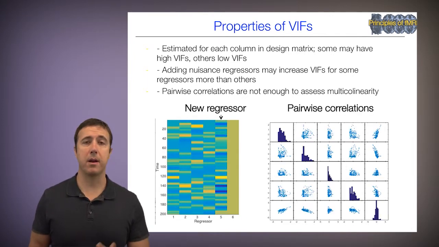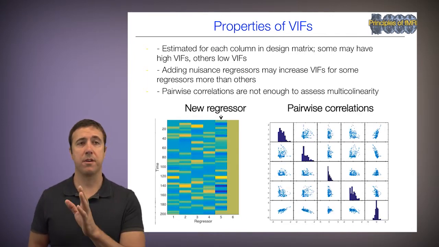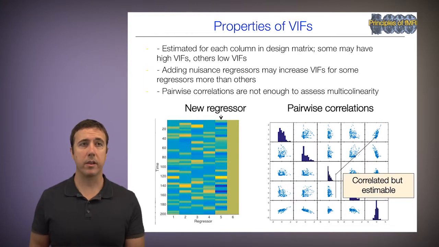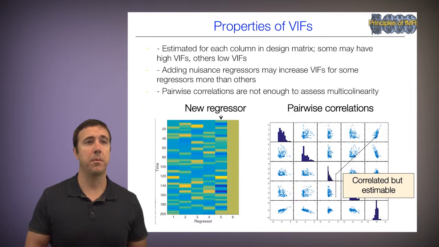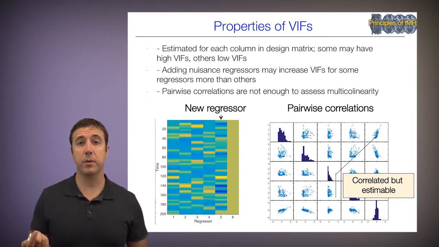Right? And here are the pairwise correlations between them. So the 5th column shows some correlations with the other columns, but it's still estimable. So you might think you have a reasonable shot at estimating this design matrix. However, you would be wrong.